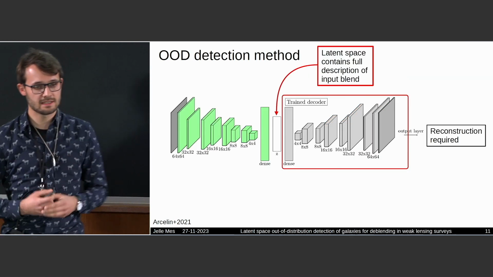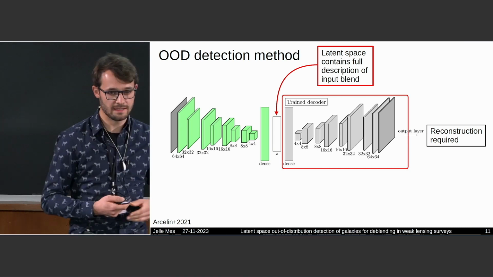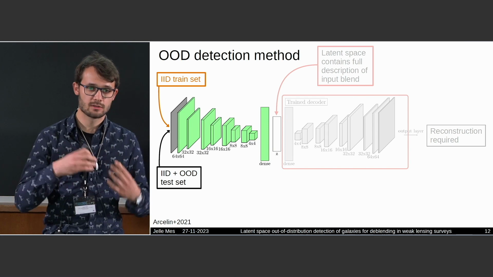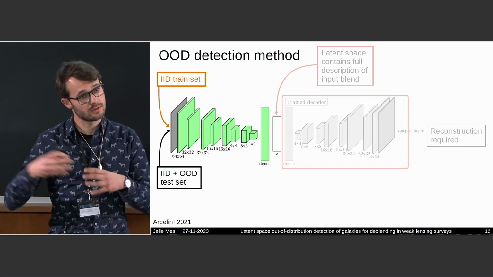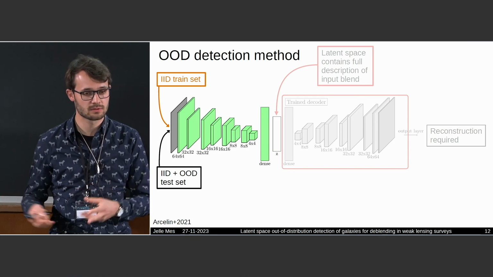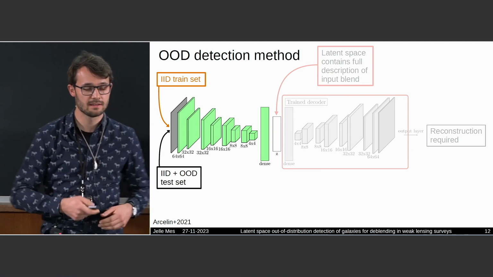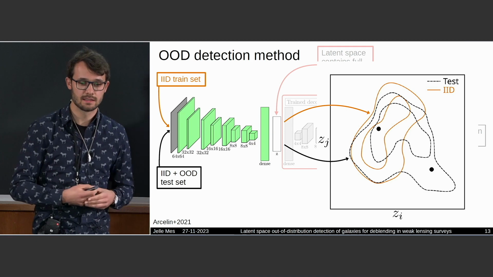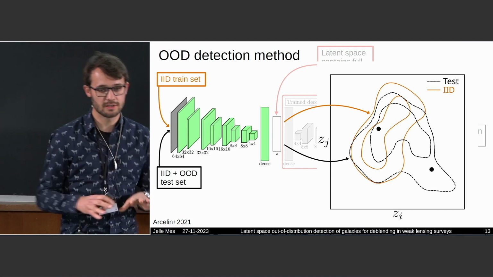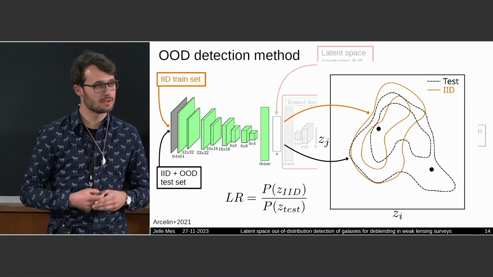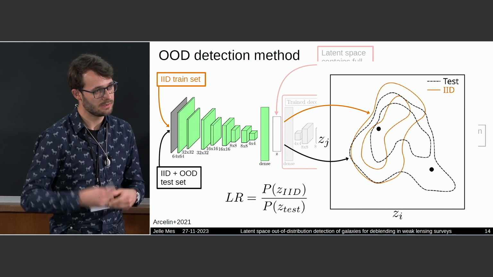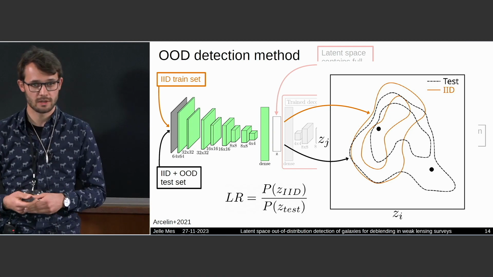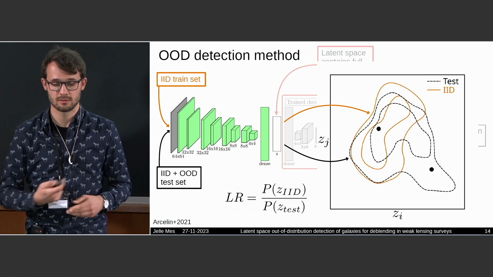Well, if we look at this latent space, it contains a full description of the blend. So if we give it our training data, and then we compare that to some test data, where we have a different set of galaxies, for example, an out-of-distribution set, the OOD set, then we can plot our distribution in our latent space. It would look something like this, where you have one contour and another contour, and they don't fully overlap. If you use the likelihood ratio then, and you draw one sample, then you can determine, in essence, whether your sample is from the in-distribution or out-of-distribution set.